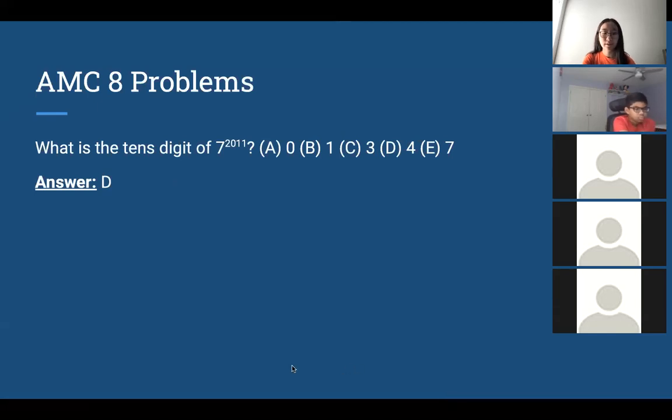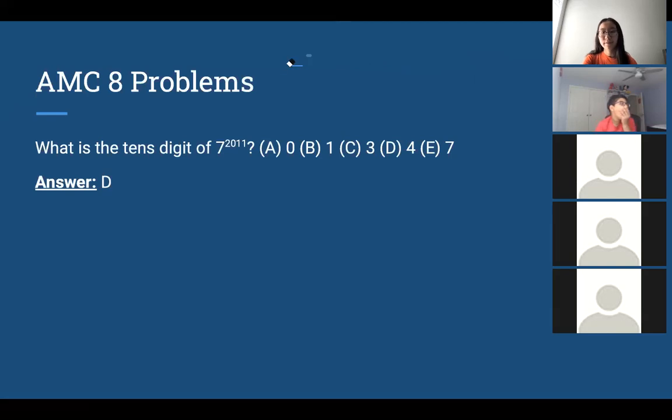So just as another explanation, to find the pattern, the first number is 7 to the first power, which has a 0 in the 10th place. The second one is 49, which is 7 squared, so that has a 4 in the 10th place. The next one is 343, so another 4 in the 10th place. And the last one is 2401, so another 0 in the 10th place. And then the pattern will repeat if you continue solving for it.